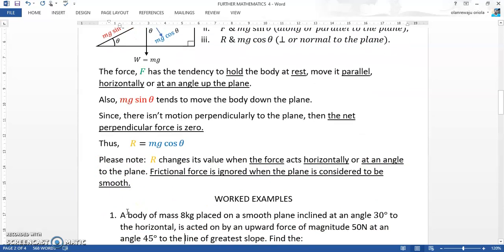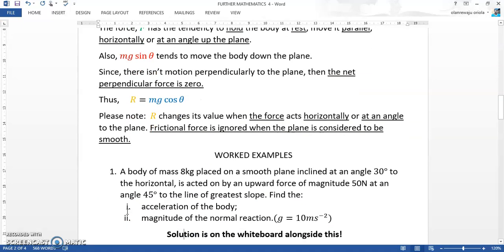Now let us take some examples. The very first one. A body of mass 8 kg placed on a smooth plane inclined at an angle 30 degrees to the horizontal is acted upon by an upward force of magnitude 50 newtons at an angle 45 degrees to the line of greatest slope. Find, 1, the acceleration of the body. We are asked to take acceleration due to gravity as 10 meters per second squared. The solution will be presented on the whiteboard about to be displayed.